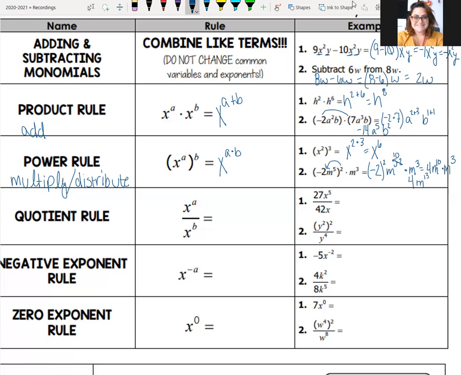Quotient rule is when we are going to subtract. And we do top minus bottom. And again, make sure that you treat your coefficients like normal. So we're going to keep this as 27 over 42. And then we would have x to the 5 minus 1.